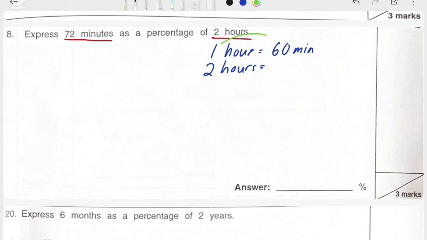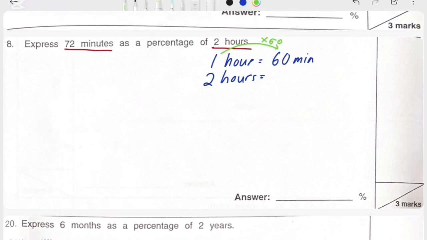Let's look at the next question. Express 72 minutes as a percentage of 2 hours. 72 minutes and 2 hours, they're in different units. So let's first convert 2 hours into minutes. Let's recall the conversion rate between hour and minute. 1 hour is equal to 60 minutes. So from 1 to 60, the multiplier is 60. So to convert 2 hours to minute, 2 times 60 is equal to 120 minutes. So 2 hours is equal to 120 minutes.